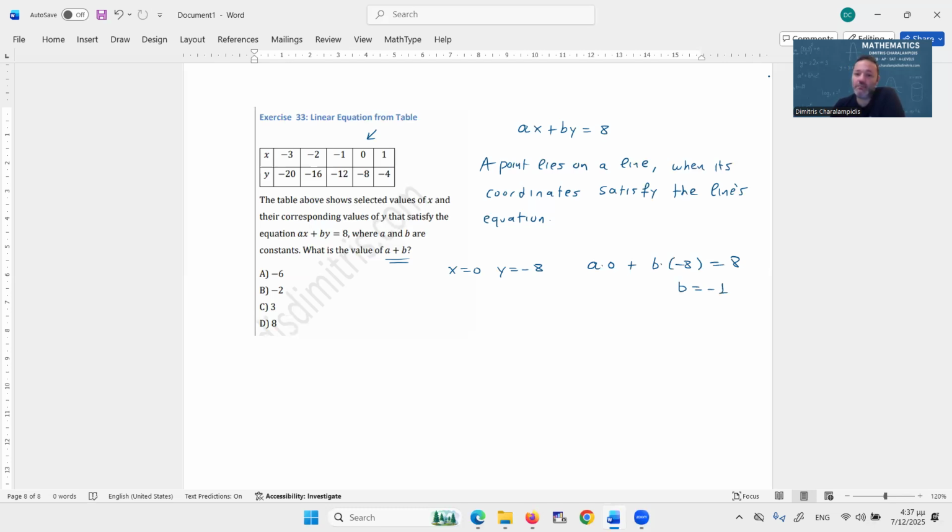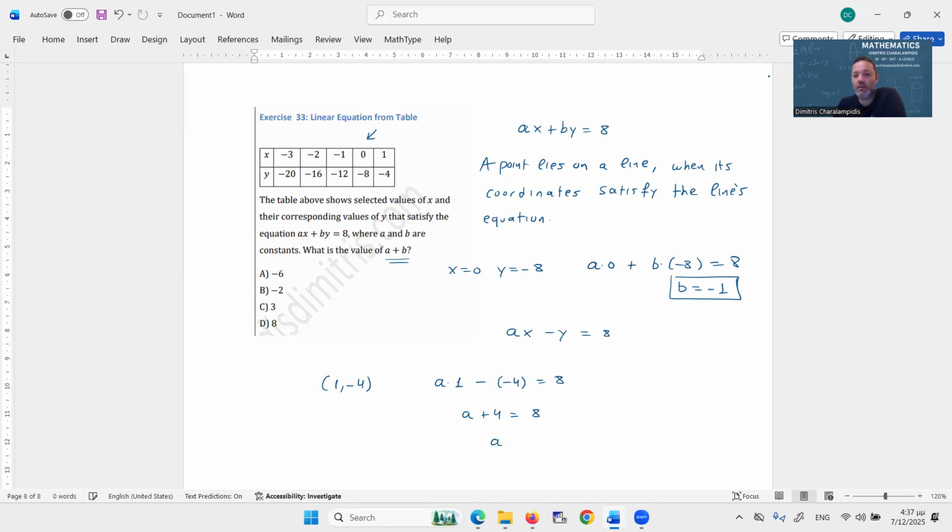And that means that instead of writing that as ax plus by, I can write it as ax minus y equals 8. Now, let's use another point, 1, comma negative 4. So, a times 1 minus 4 is 8. So, a minus 4 is 8.